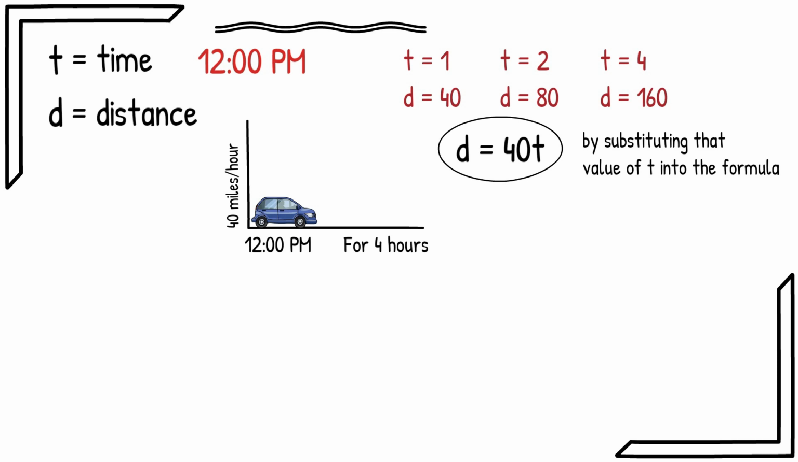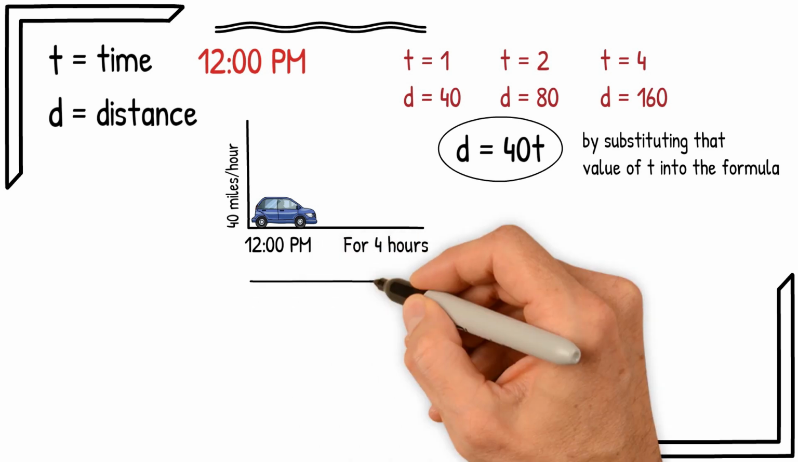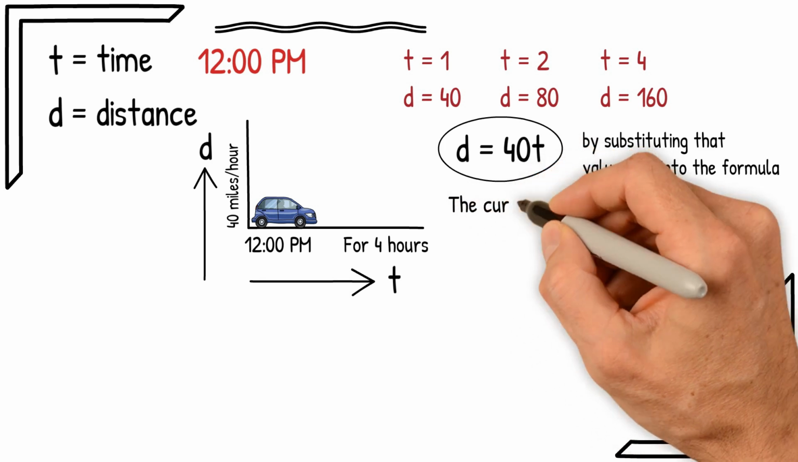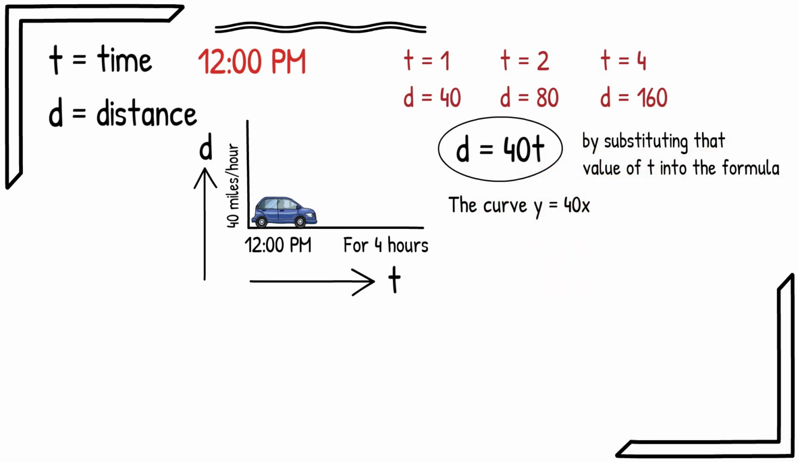The way we graph the function is by plotting points between the two variables. The horizontal axis is the t variable, and the vertical axis is the d variable. We plot all points between t equals 0 and t equals 4. So basically, the y-axis is d and the x-axis is t, and the equation d equals 40t is basically the curve of y equals 40x, which is a line with the slope of 40 and a d-intercept of 0.